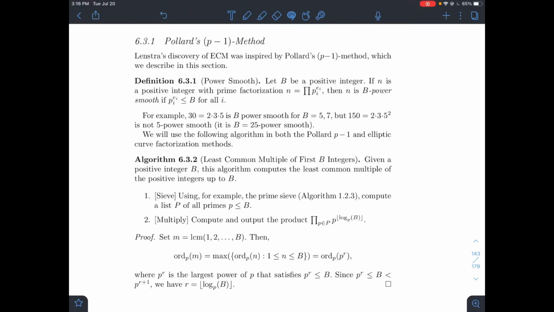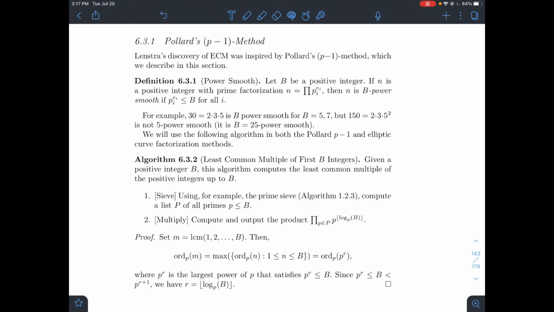This is a short video about 6.3.1. It's Pollard's p-1 method, and it's a way to try to factor large integers. And it serves as the motivation for the elliptic curve factorization method that will be in the next section of Stein's number theory book here.